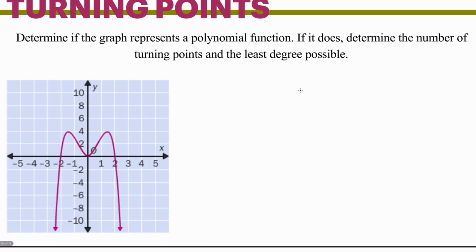So in this case, we are going to determine, one, is it a polynomial function? And we can go ahead and say yes, it is a polynomial function. Now, then we're going to figure out how many turning points, where it goes up to down, down to up, and then up to down. So there are 3 turning points.